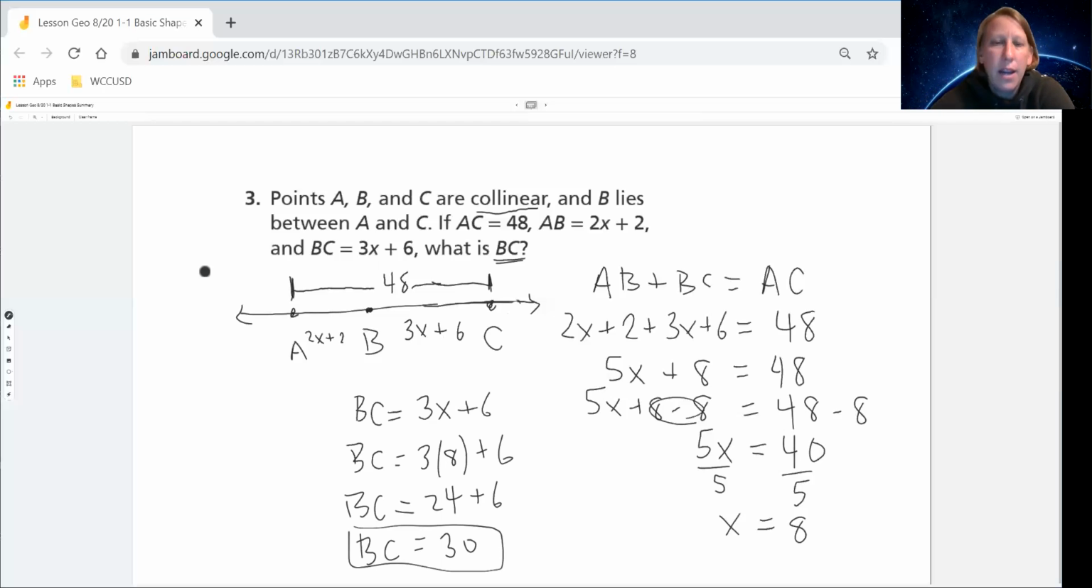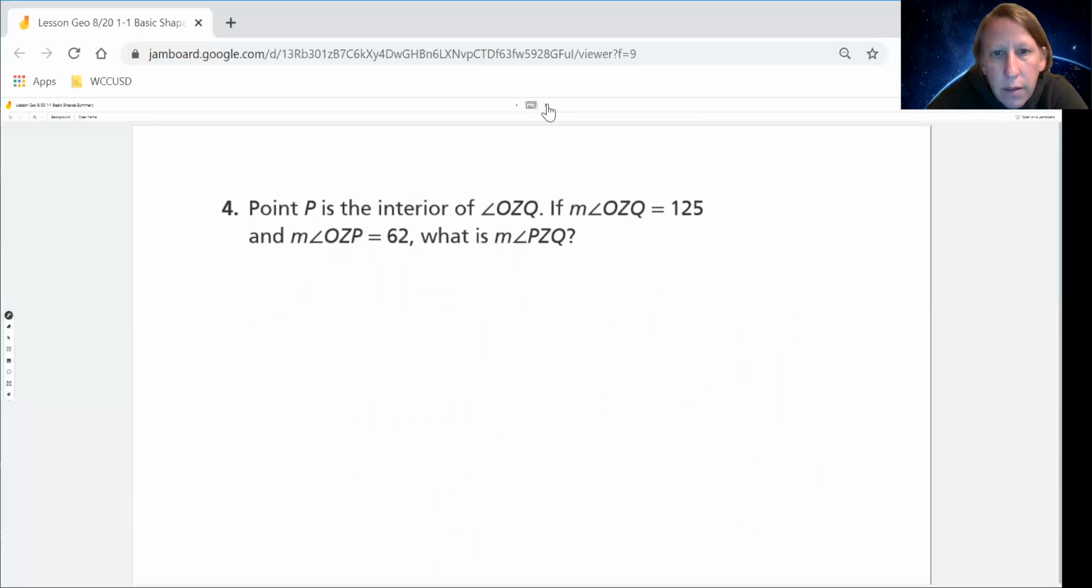And just because I care, I can also do this in my head. 2 times 8 is 16, 17, 18. So this part would be 18, and this part would be 30. It's a nice little way to double check and make sure I didn't make a mistake. 18 and 30 adds up to 48. Cool. All right, last problem.